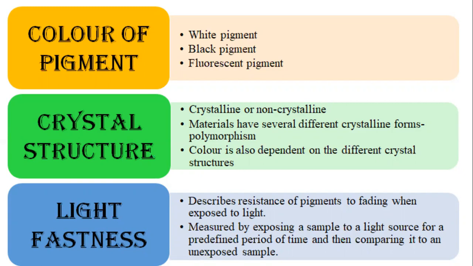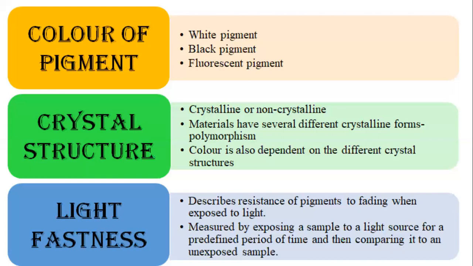The next property is light fastness. Light fastness describes the resistance of the pigment to fading when it is exposed to sunlight. When light hits a painted surface or a coated surface, it will break or alter the chemical bonds of the pigment, which will cause bleaching. And also it will undergo a process called photodegradation. So a pigment that resists the light effect is known as light fast.